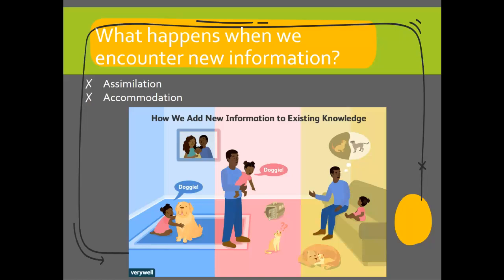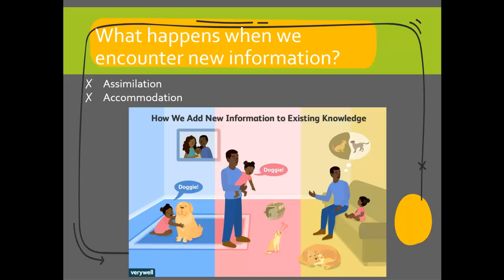So what happens when we encounter new information? We talk about this also in the development unit, but assimilation is where we blend information into what we know already. So where she's looking down at the dog and she's like, doggy, but then she looks at the cat, she's also like, doggy. That's assimilation. Then later on, dad is telling her, here's the difference between a dog and a cat. So now she knows, and that's accommodation.